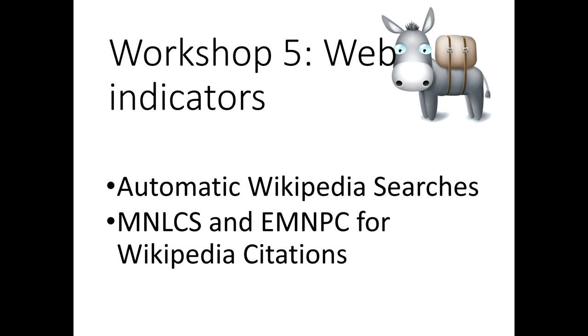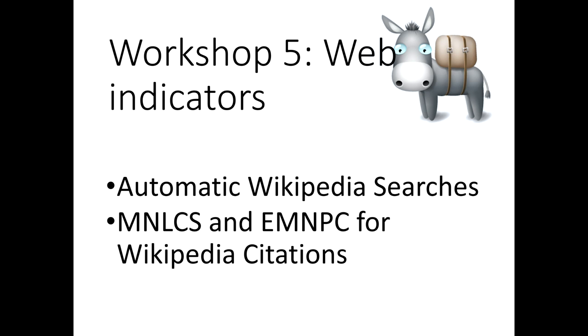This fifth workshop covers web indicators. For these indicators, we're going to create them and then analyze them. These are by far the most complicated indicators to work with because they involve the creation stage as well as the collection stage and processing stage. We're going to look at the example of Wikipedia.